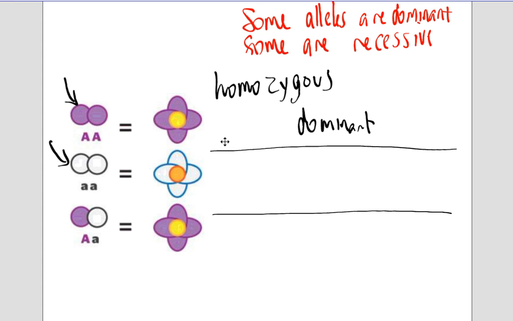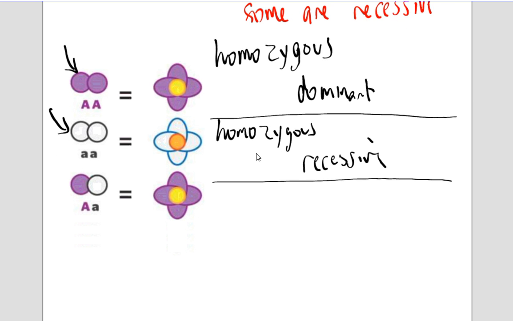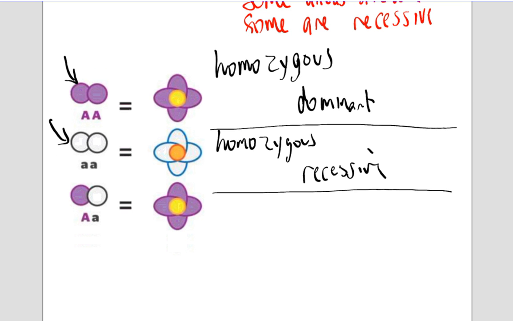They're the same, they're both dominant. Well, the next one then would be homozygous recessive. And so it's only when the genes are homozygous recessive that the recessive allele is expressed. So then what's the last one? It's got a white and a purple, and it shows purple. So we would say this is heterozygous. We don't say heterozygous dominant or heterozygous recessive because it's just heterozygous.